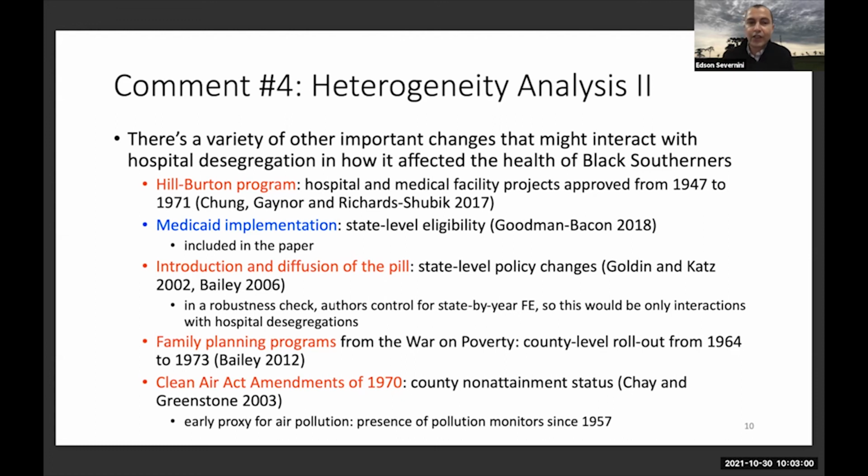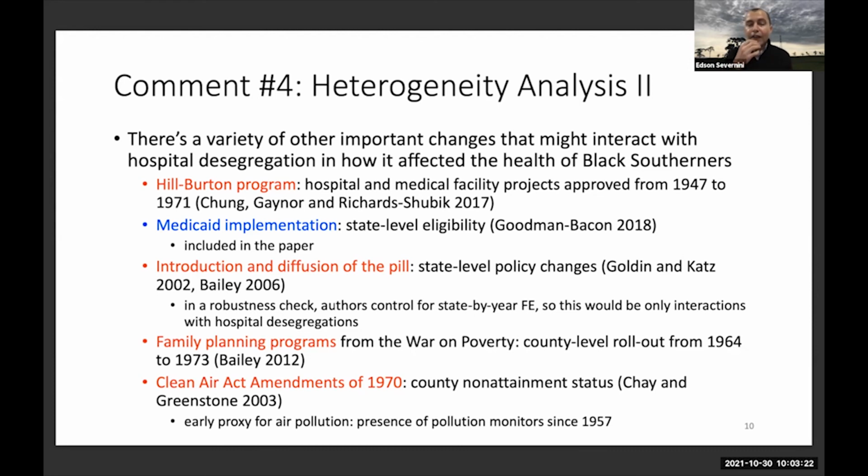For example, there's the Hill-Burton program, and we have data showing how this actually increased access to hospitals and hospital beds in the period of analysis for them. They did include these interactions with Medicaid implementation, and they showed that it doesn't affect very much.